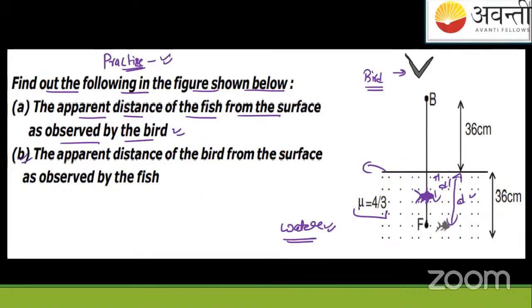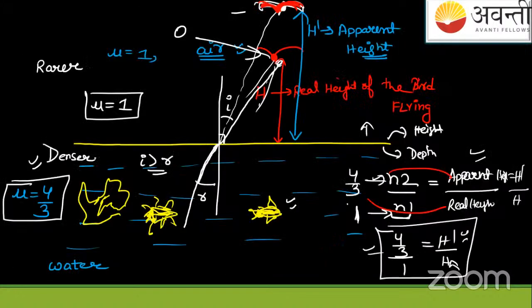Now the next part. It says, what happens if we switch the condition, switch the places. Initially I was a bird observing the fish. Now I am inside the water. I am the fish observing the bird flying at height h. In this case the conditions will change. We will apply this case here. So this formula I'll apply directly.